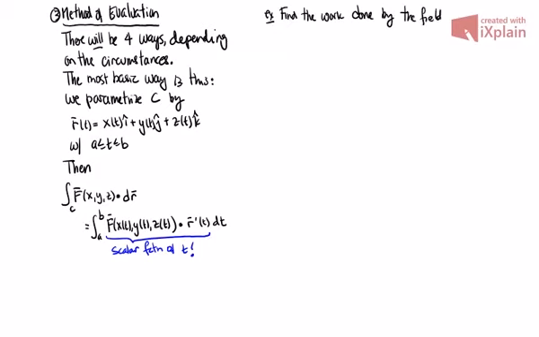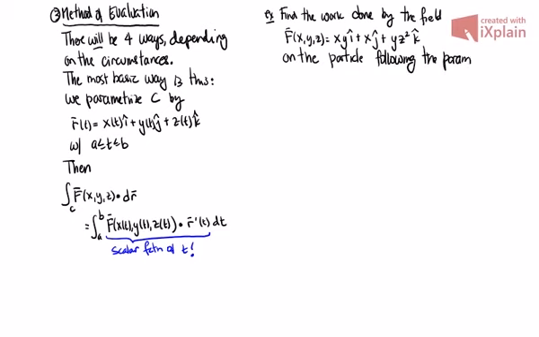by the field f of x, y, z equals xy i plus x j plus, say, y z squared k, on the particle following the parametrization r of t equals t squared i plus square root of t j plus 2t k, for t between 0 and 4. All I'll do is get to an integral. I make no guarantees this integral will be pretty. The point is just to get to it.